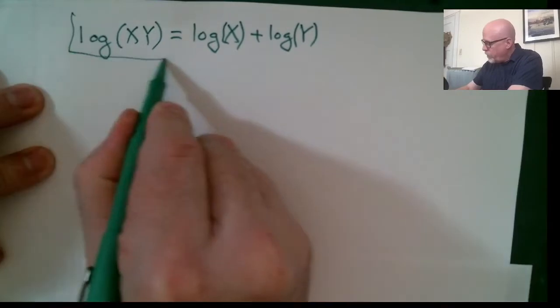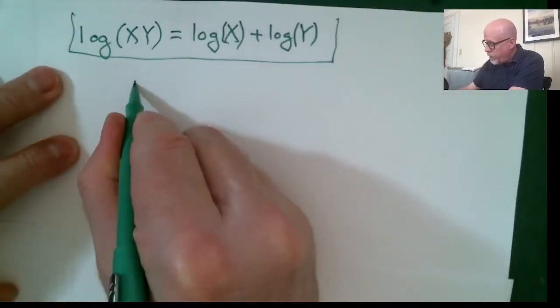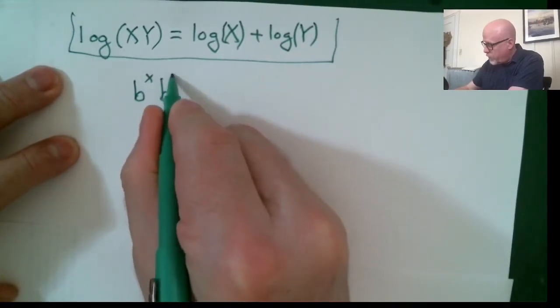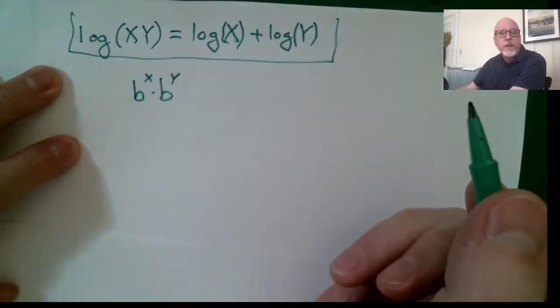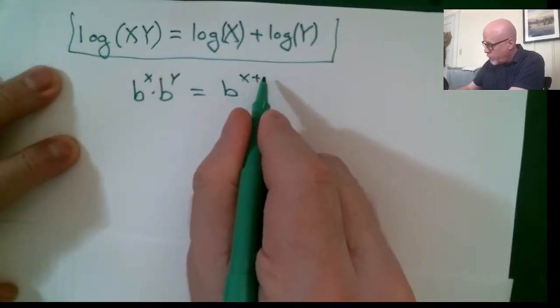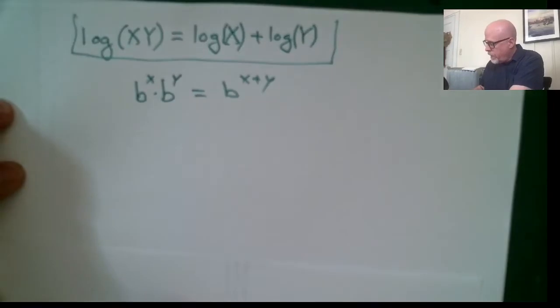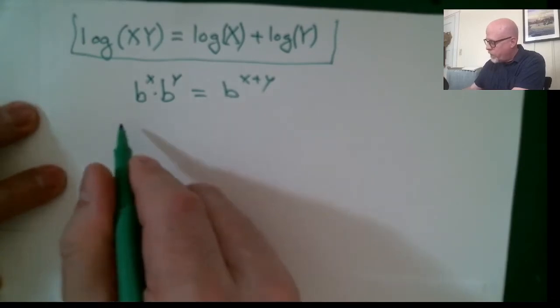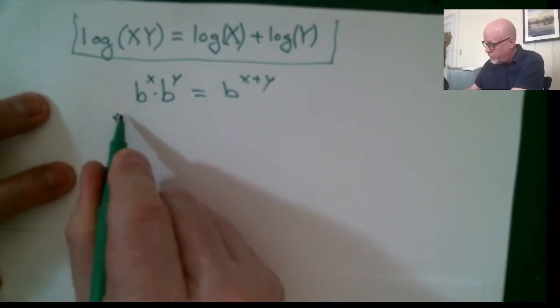So this is what we're going to try to convince you of, but it really comes from this: if I have my base to the x power and my base to the y power multiplied together, that will be base to the x plus y. If you don't feel convinced of that or comfortable with that rule, think of it this way, or as an example.